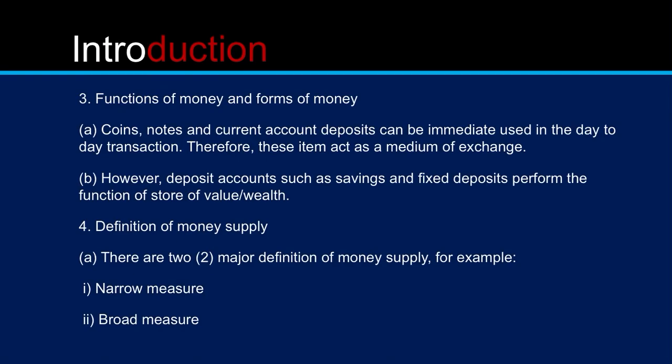So coins, notes, and current account deposits can be used in day-to-day transactions. Therefore, these items are known as the medium of exchange, whereas deposit accounts such as savings and fixed deposits perform the function of what? Store of value and wealth. So what is the difference between a narrow measure and a broad measure? Narrow measure functions as the medium of exchange only, whereas broad measure functions as both the medium of exchange as well as the store of value.